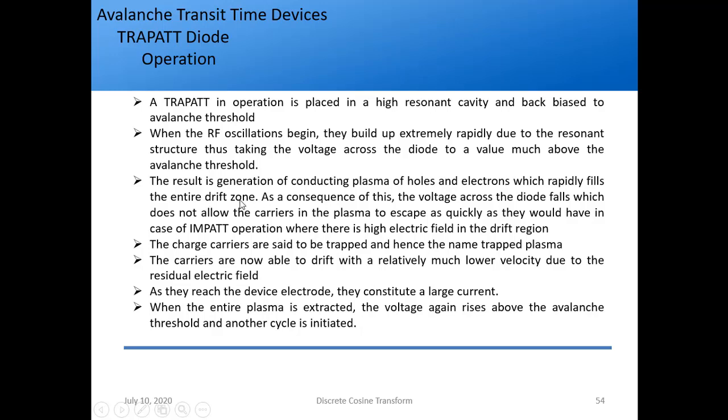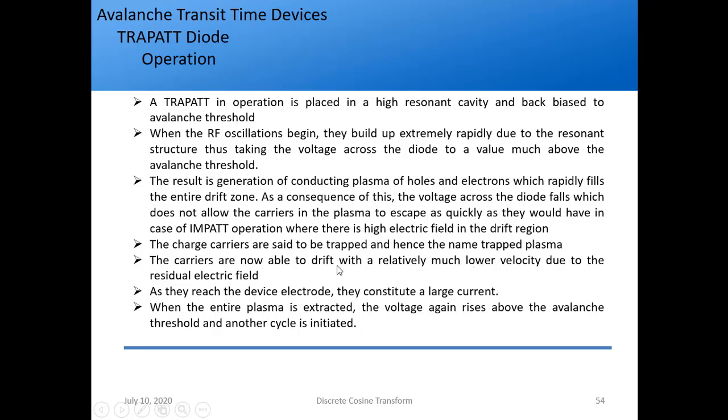But because of this, what happens? The voltage drastically starts reducing. Since the voltage drastically starts reducing, the plasma cannot escape, because plasma requires high voltage. So essentially, the plasma is getting trapped, and that's why the name TRAPATT. The charge carriers are said to be trapped, and hence the name trapped plasma. Because of this, the relative drift velocity is very low.